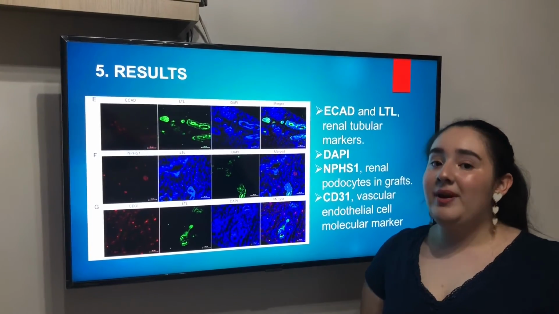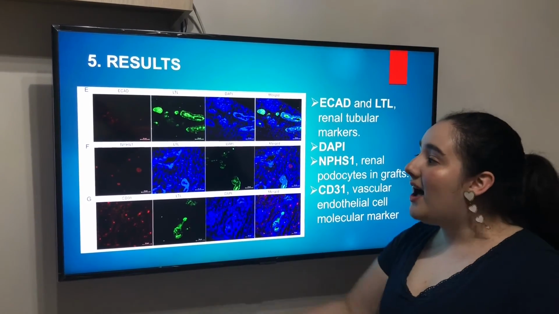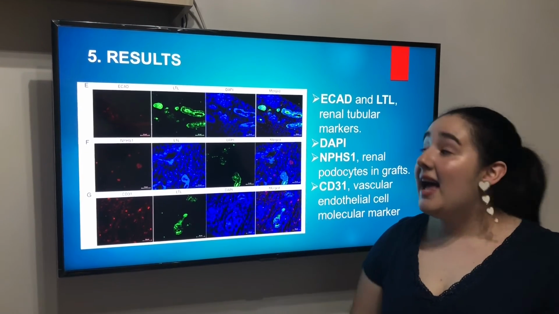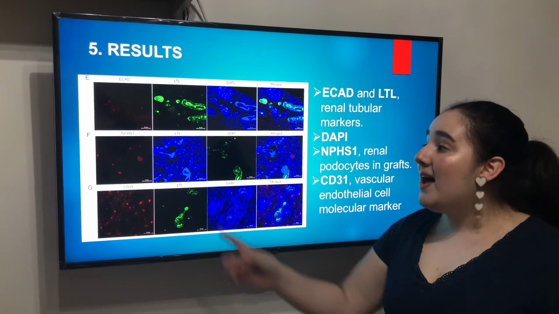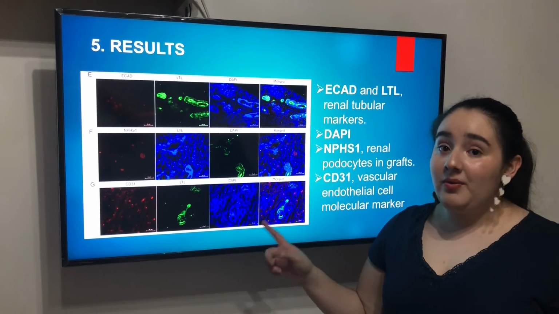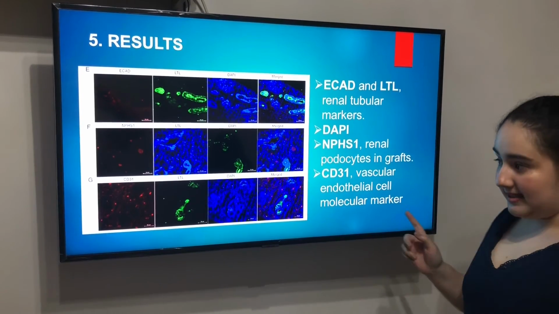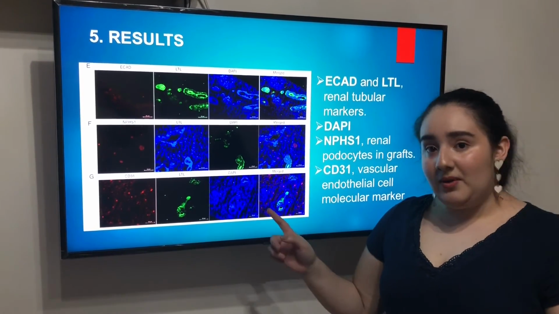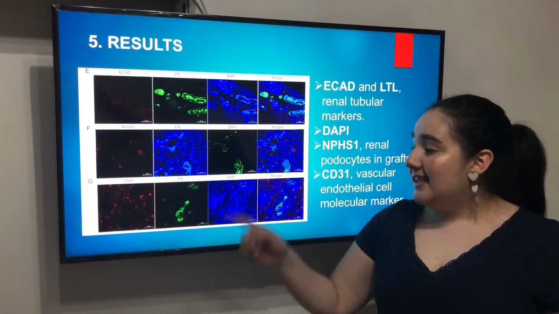Here at image F, we have the detection of the NPHS1, that is a marker for podocytes. We also have the LTL and the DAPI markers. At merge, that is when we have all of them, we can see that the one with a major expression was the LTL. At image G, we have the marker CD31, that is a marker for vascular endothelial cells. We also have LTL and DAPI. We can see at the merge that the ones that have a major expression were CD31 and DAPI.